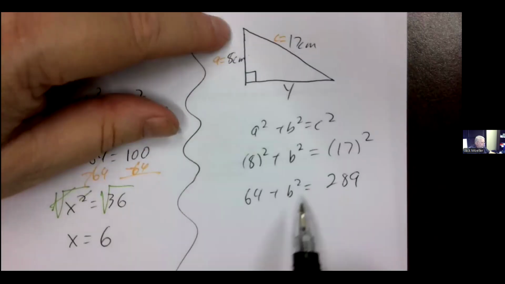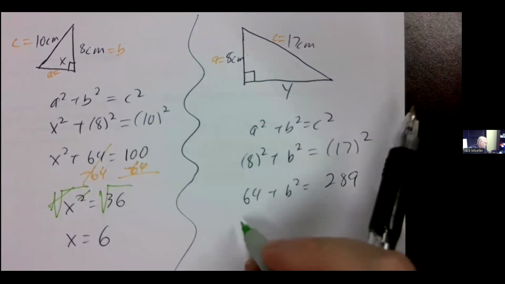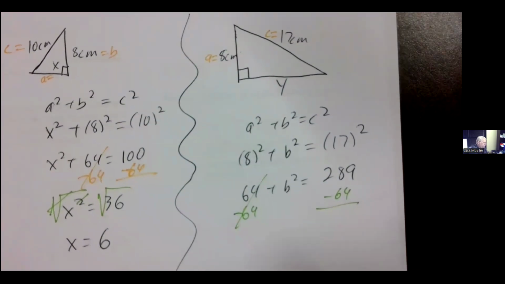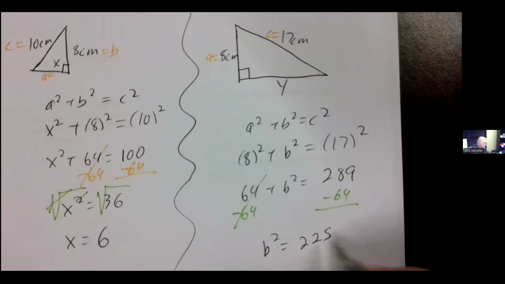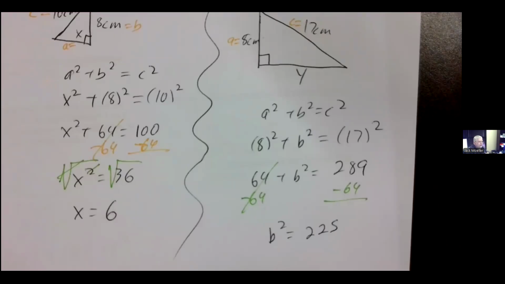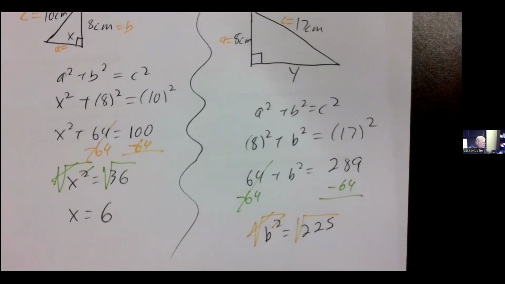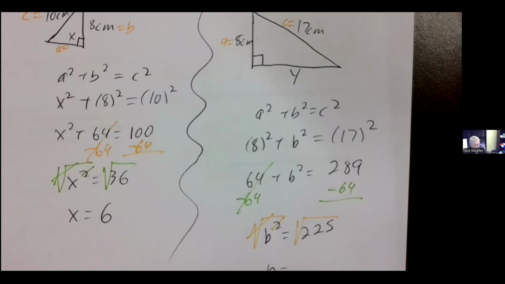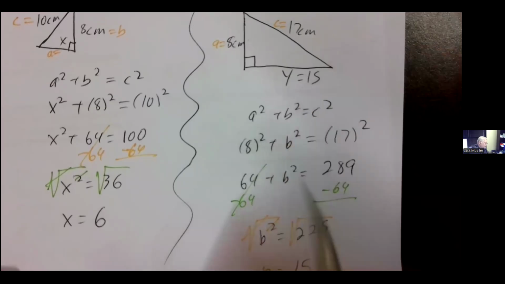And so now how do we solve for B? Well, first thing we have to do is get the square term by itself. So we're going to subtract 64 from both sides. B squared is 225. Now we take the square root of both sides. Square root and squared cancel. We get B, and the square root of 225, that's 15. So that side is 15.